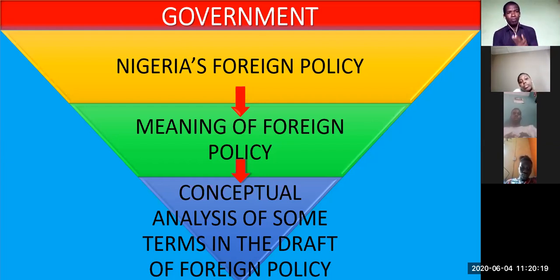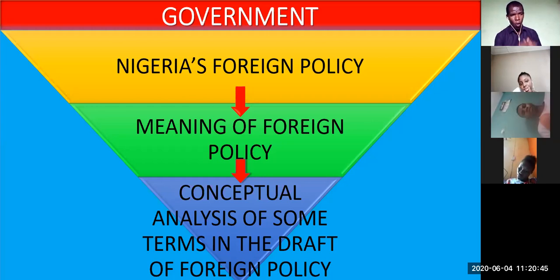I think you understand what a policy is now. Before then, we have what is called domestic and foreign policy. It is on that paradigm that I will link myself to today's topic. Now you have already understood what a policy is, and I said we have domestic and foreign policy. What is domestic policy and what is foreign policy?